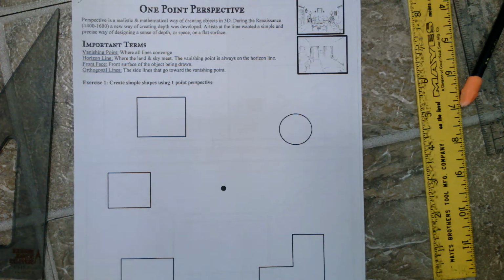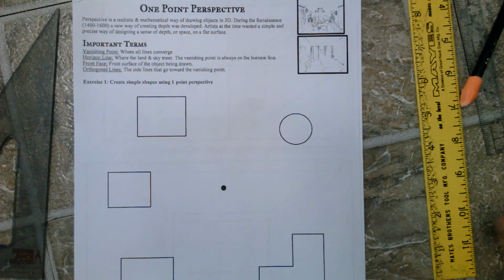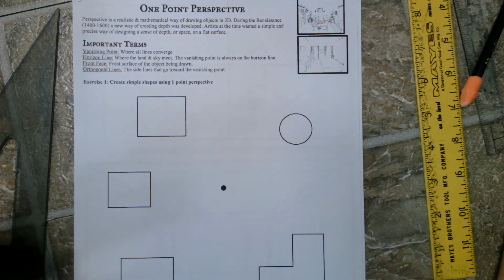All right, ladies and gentlemen, today we're going to go over one-point perspective. One-point perspective is a mathematical way of creating 3D spaces or 3D objects, okay? This idea came from the Renaissance. They wanted a more concrete way of making things look 3D, all right?